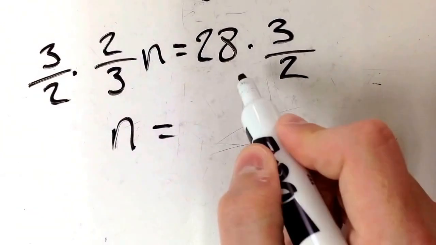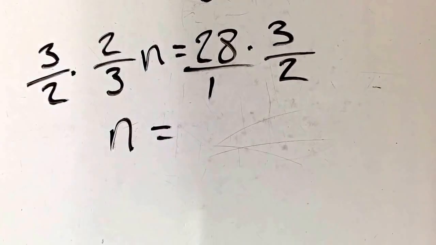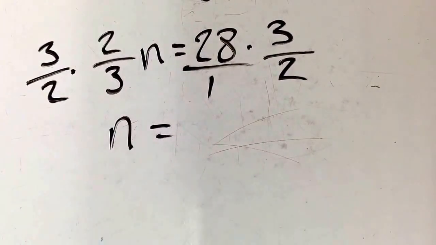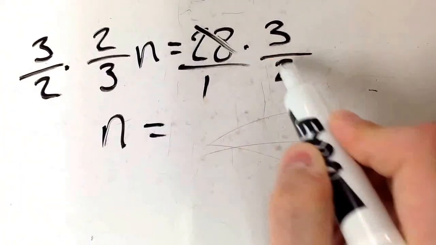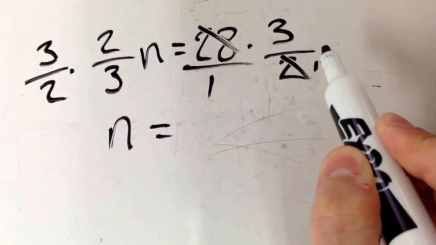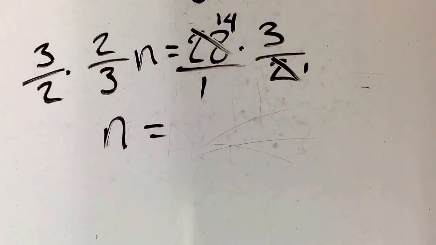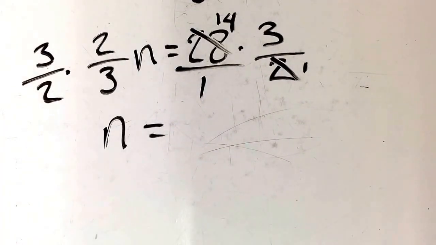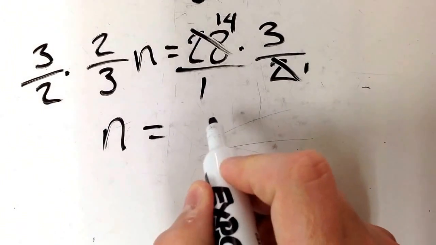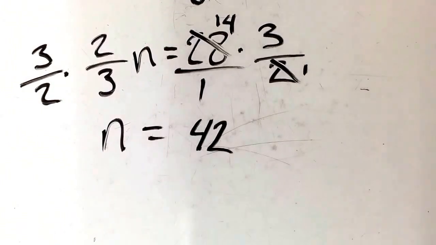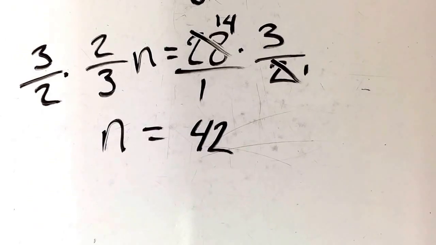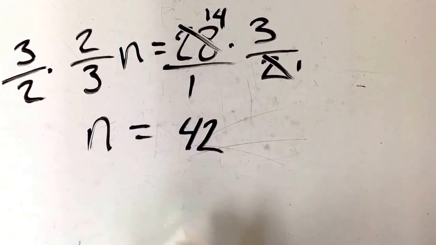Now what I can do, before I even start going, is cross off or cancel out a 2 factor from both 2 and 28 to get 14 times 3 over 1. And that leaves me with 14 times 3 is 42. So my answer is 42. So this process shouldn't be new to us.